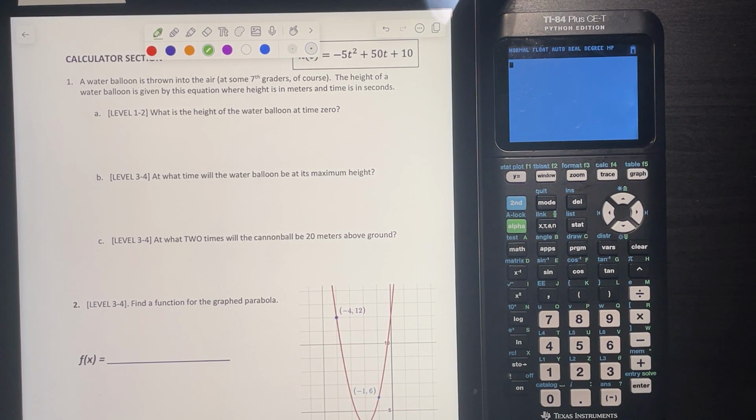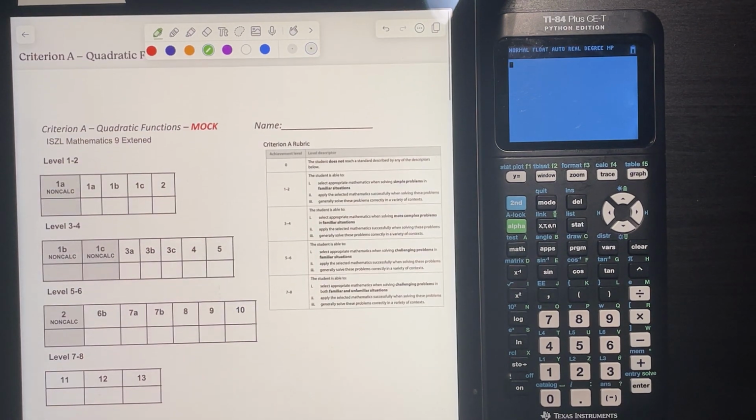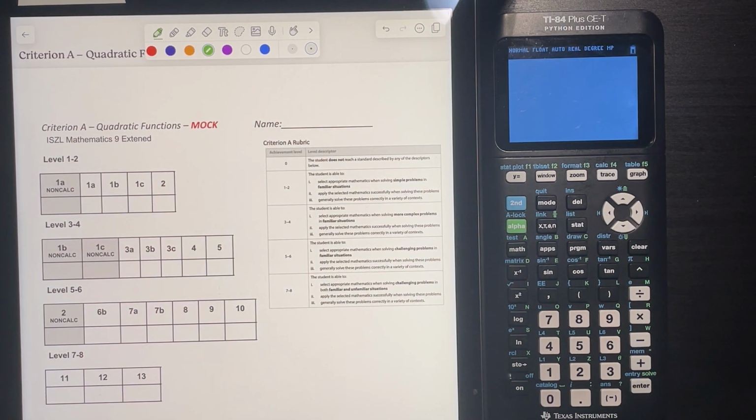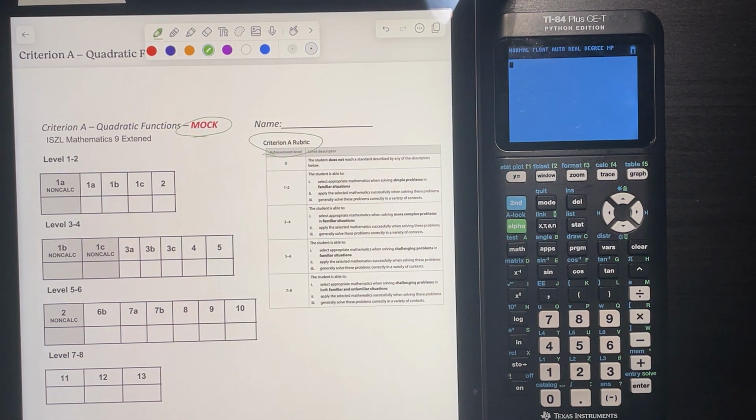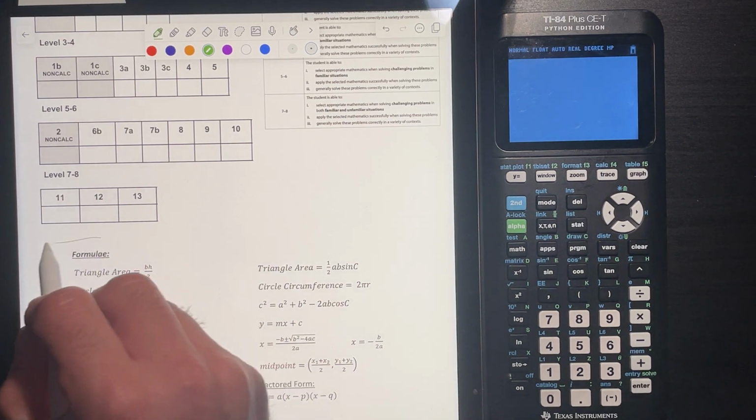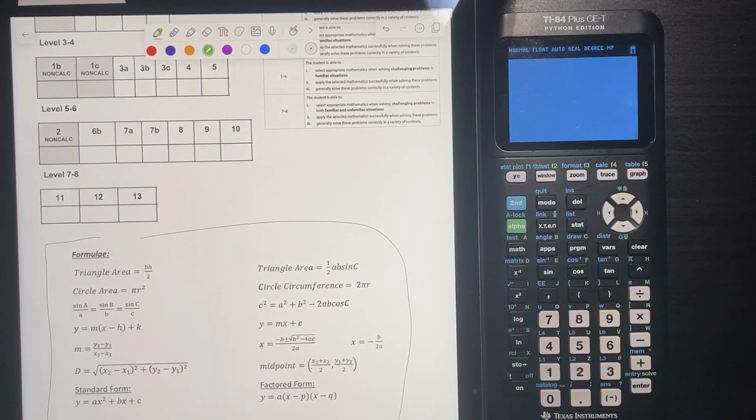What up, mathematicians? This is the calculator section for the quadratics functions unit. This is a mock, so your assessment, your criterion A will only be a criterion A, no criterion C. And this is sort of what you should expect in formatting and timing. They won't be exactly the same questions, but you'll get the drift. They will have all of these formulas exactly like you see on the front of your packet.